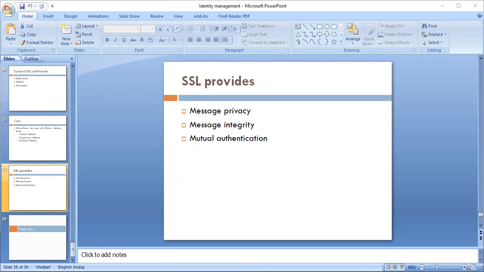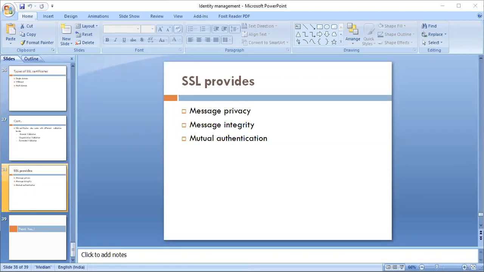The second provision provided by SSL is message integrity. By using a combination of shared secret key and cryptographic hash functions, we have lots of algorithms and mechanisms for that. Message integrity is ensured, and this basically ensures that the content of any message is not changed and not tampered with at all while we are transferring the data from one location to another.